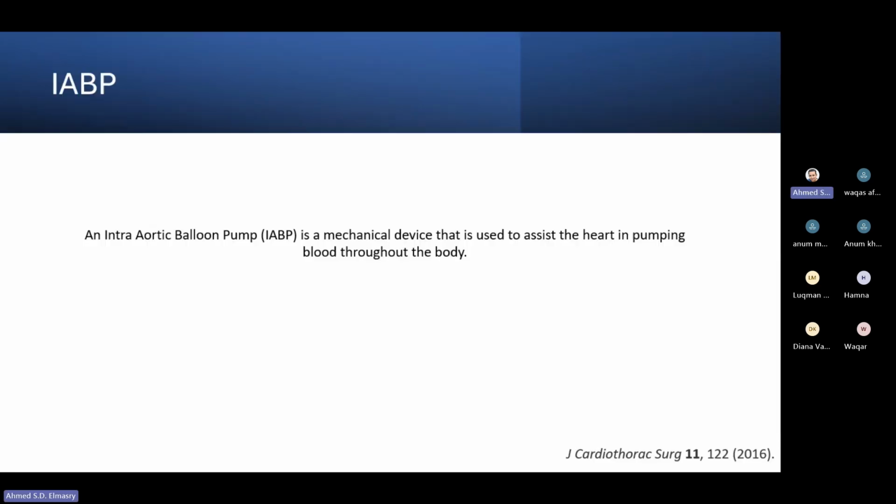The intra-aortic balloon is the most commonly used mechanical circulatory support device that has been used for years in order to assist the failing heart in case of cardiogenic shock, especially in those patients with cardiogenic shock after acute myocardial infarction.